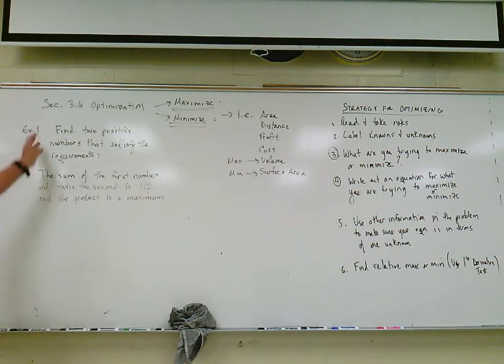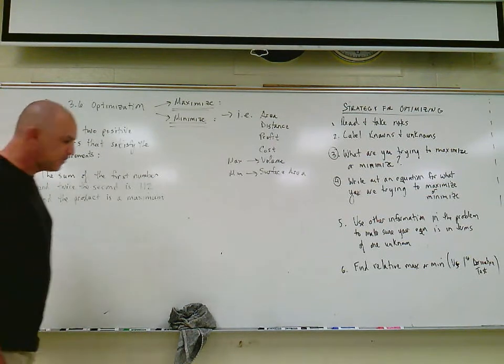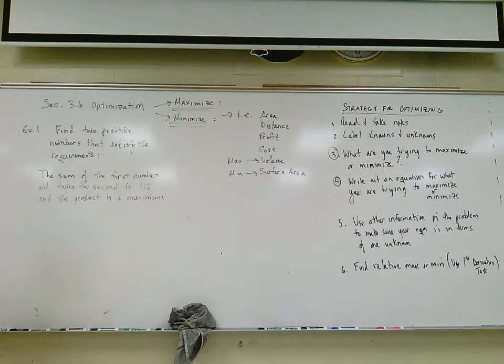Okay, so I'm going to read the problem. It says find two positive numbers. They didn't say integers. It says positive numbers, real numbers, so it could be a decimal, that satisfy the requirements. The sum of the first number and twice the second is 112, and the product is a maximum. So the first thing I want to do is, I don't know the two numbers, so I've got to label them somehow.